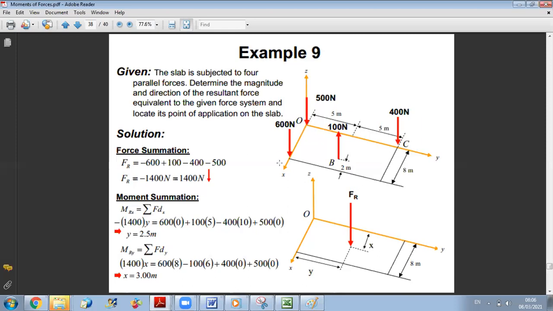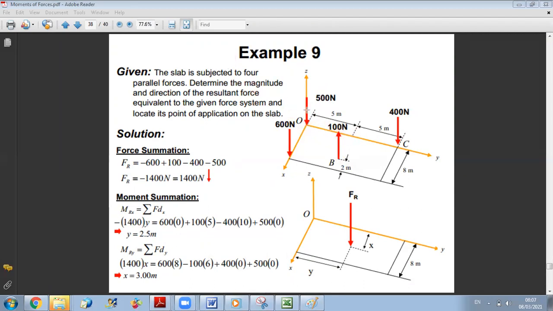So I will start by doing summation of moment about X. As you can see, you have two forces passing by X-axis. So you have here 600 Newton and 500 Newton passing by X, so no moment. For the 100 Newton force, if you look at the moment of it, it can produce a moment about X and about Y. Now we are interested with the moment about X. What is the distance between the 100 Newton force and X, the perpendicular distance?